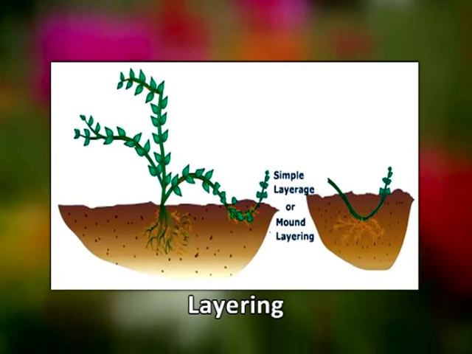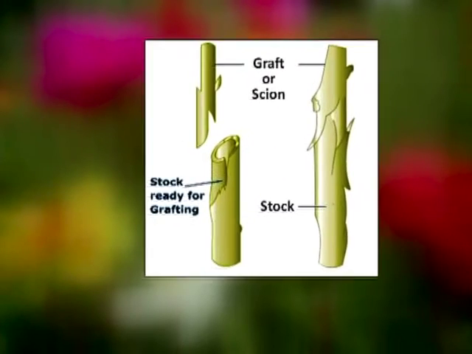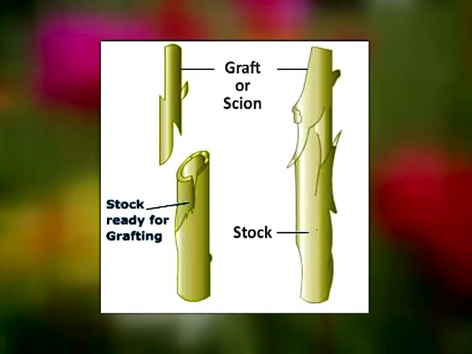In layering, the lower branch close to the ground is bent down and covered with the soil. After some days, roots develop from these branches, and these branches can then be cut and grown independently as new plants. Next method is grafting. It is the process of joining together parts of two different plants of closely related varieties in such a manner that they live as a single plant.